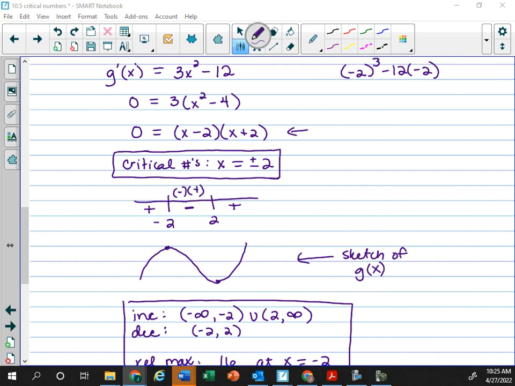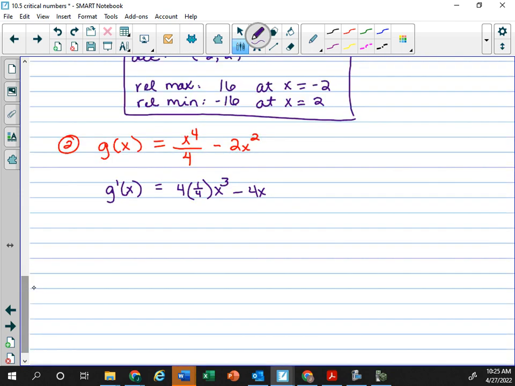How many critical numbers did you guys get? 3. What were they? 0, 2, and -2. Perfect. Okay, you're off to a good start. And then you get the next, it's like negative times positive times negative, which ends up being positive. And then since there's no negativity, that's it.